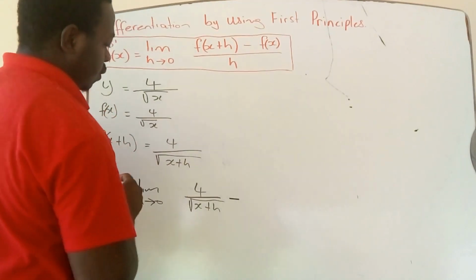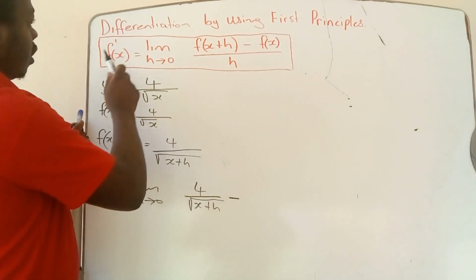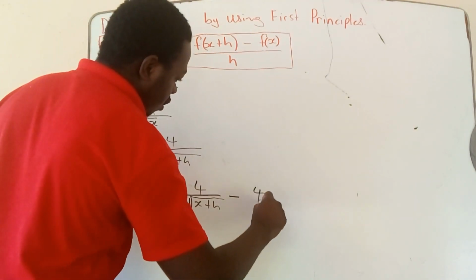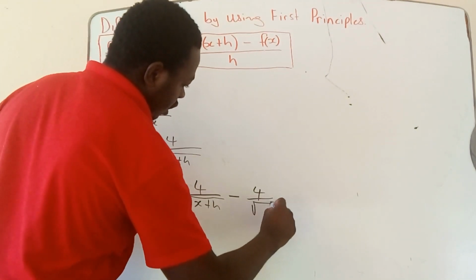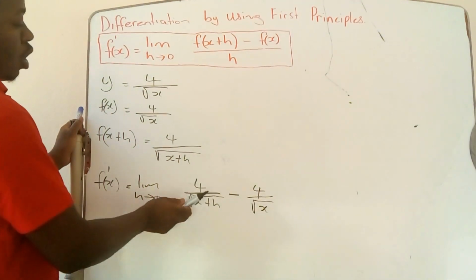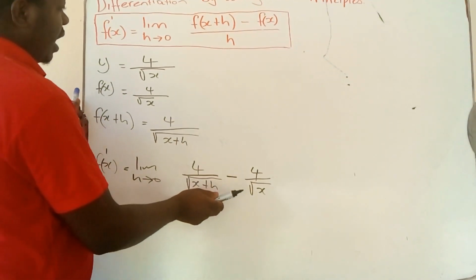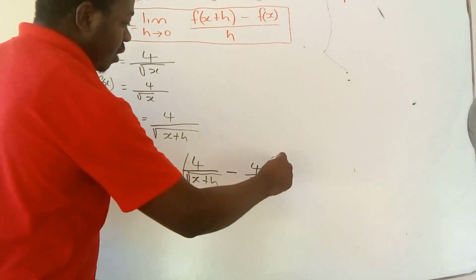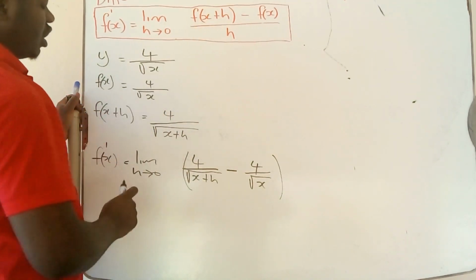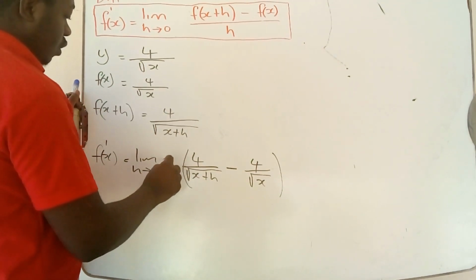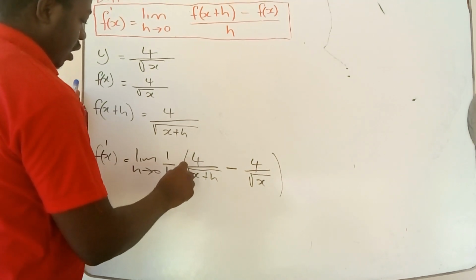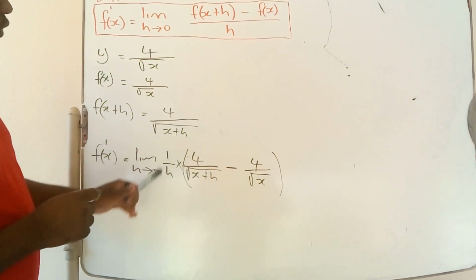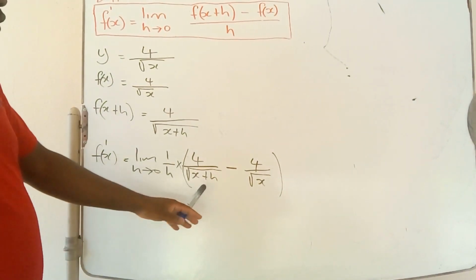Minus f of x. But what is f of x? f of x is 4 over root x. So this is 4 over root of x, right? And all of this divided by h, right? But dividing by h here is the same thing as multiplying by 1 over h, isn't it? So I'm going to put 1 over h here and put multiplying. Same thing. Dividing by h is the same thing as multiplying by 1 over h. Alright? Since I am dealing with a fraction.